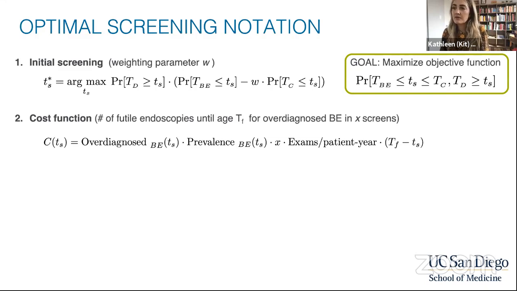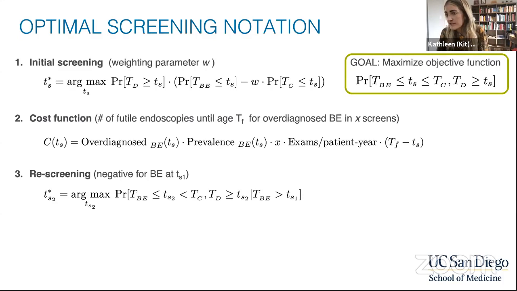There's going to be a certain number of those that are overdiagnosed within the prevalent population of BE at time TS. And then we're going to have an initial number of screens. This number of exams per patient year is something that we've computed from previous modeling. And then the total number of years that this patient's going to be on surveillance until some later time TF.